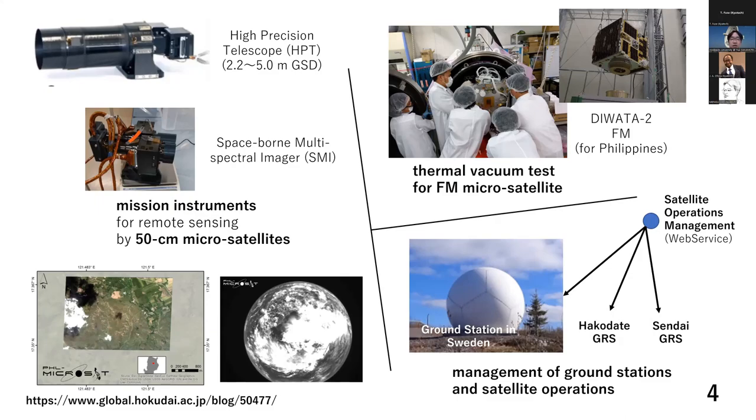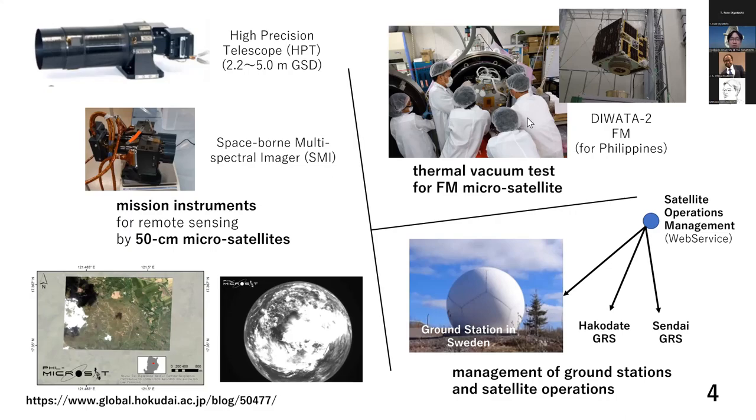And the second one is the space-borne multispectral imager, SMI. This has 650 selectable wavelengths. So we can monitor agriculture, fishery, and cloud conditions by a variety of wavelengths. The image data can be used for a lot more applications. These instruments are being used for the Philippines microsatellite Diwata-2.